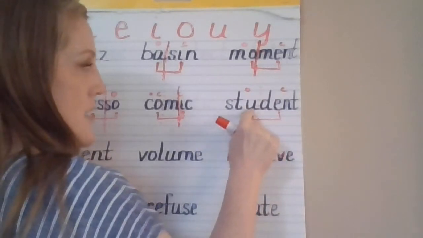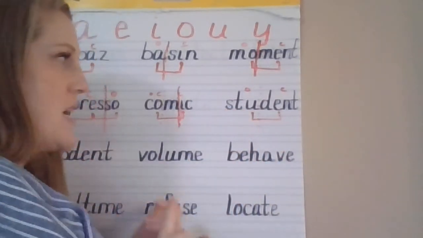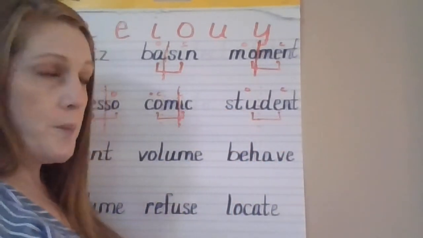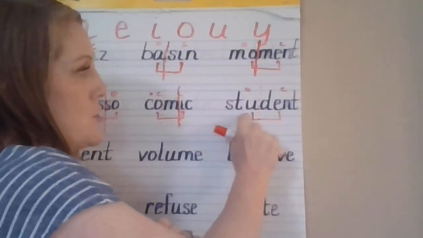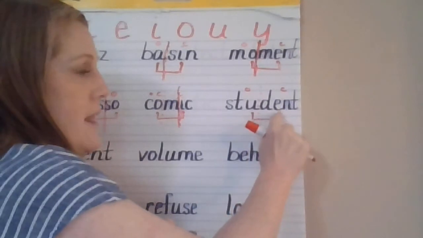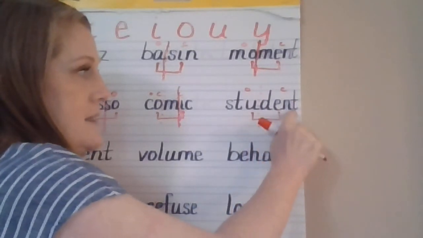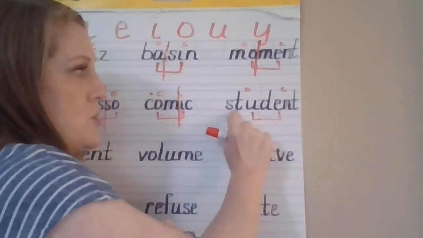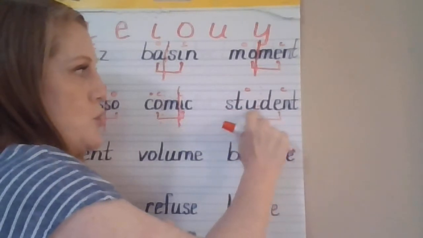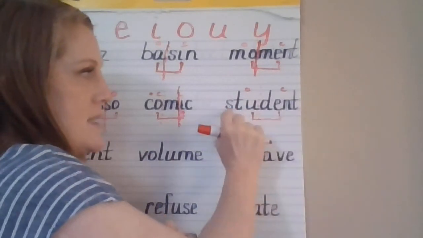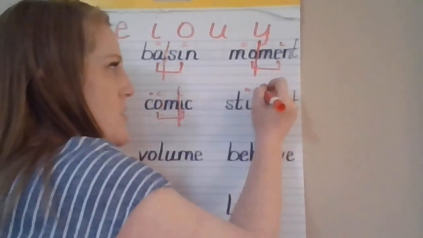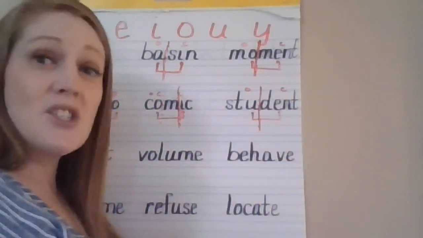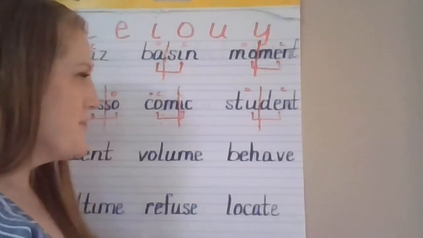So remember that you, if it's long, can either say you or oo. So this could be you, stew, dent, or it could be stew, student. Oh, listen to that. Student. That word divides right here, and it is student, just like you guys.